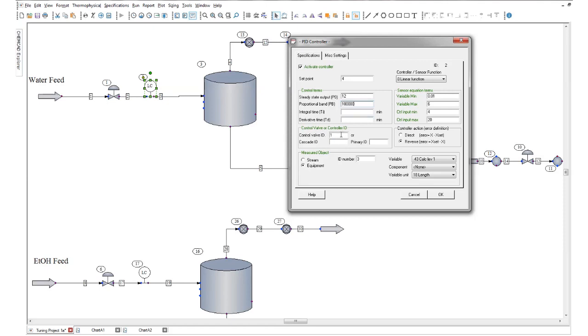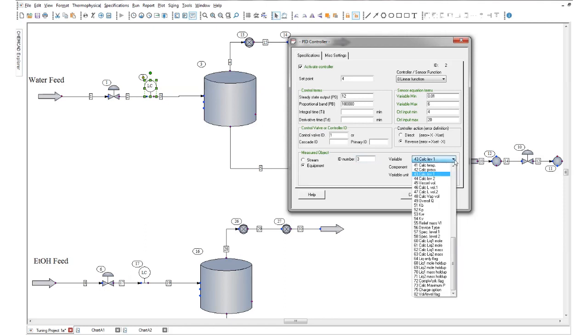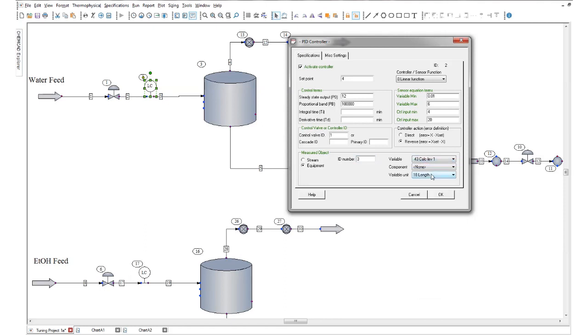I tell it that the controller is controlling valve number 1. The variable it's going to control, it's going to look at equipment number 3, and we're going to look at the calculated level for liquid number 1. Since we don't have two separate liquid phases, we're only looking at one liquid level, so we're going to use liquid level 1. And the units of that variable are in terms of length. And if you look in the units of measurement, length is measured in meters.